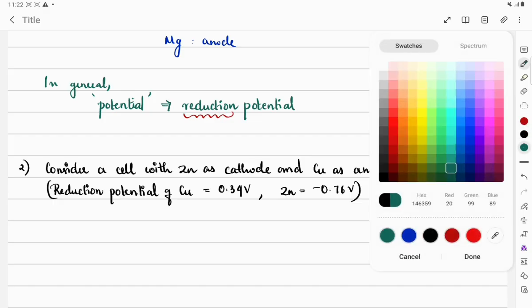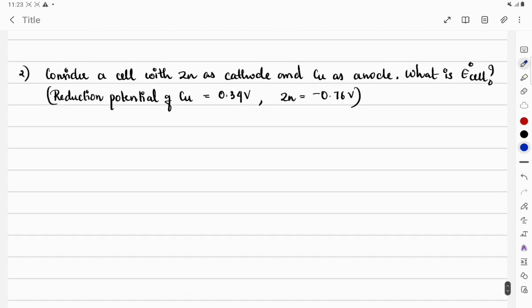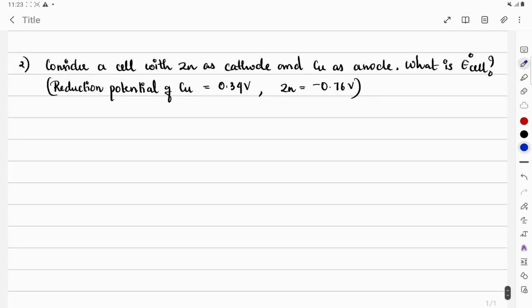If you're very familiar with the concepts, by reading the question itself, you might find there is some abnormality here, because we know that zinc is more electropositive than copper. So zinc always prefers to be in the anode and copper prefers to be in the cathode, because the anode should undergo oxidation and zinc has more ability to oxidize. But in the question, zinc is given as cathode and copper is given as anode. And now we have to find what is E0 cell. Anyway, let's try to find it out.